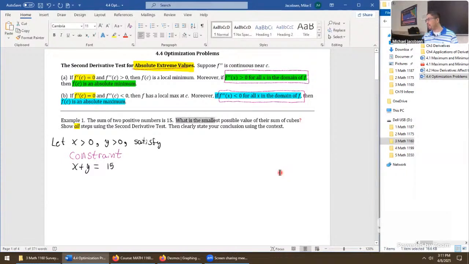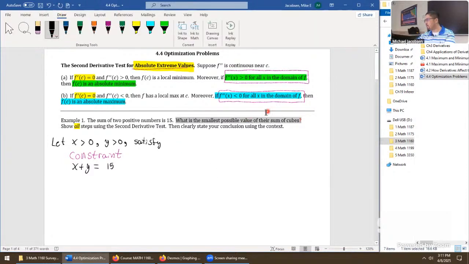What is the smallest possible value of the sum of cubes? It said there, right over here, so it's referring to the x and y that we just defined. A sum of cubes means raise x to the power 3 and y to the power 3. So this is telling us to minimize x cubed plus y cubed. That's our task. We have a constraint on that minimization, that the sum of those positive real numbers is 15, and we want their cubes added together to be as small as possible.